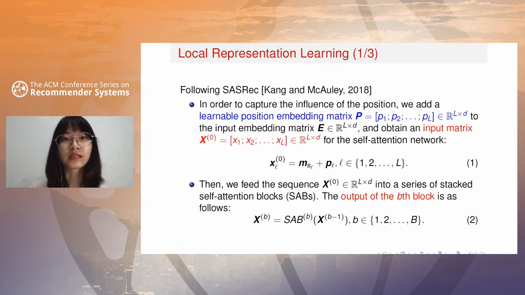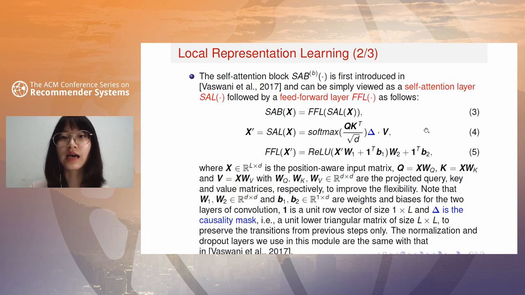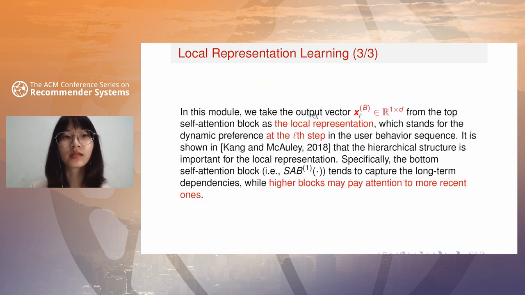For local representation learning, we follow SASRec to use a self-attention network consisting of a series of stacked self-attention blocks. Note that in the self-attention blocks, we adopt the causality mask to preserve the transitions from previous steps only. In this module, we take the output vector XL from the top self-attention block as the local representation at the L step.